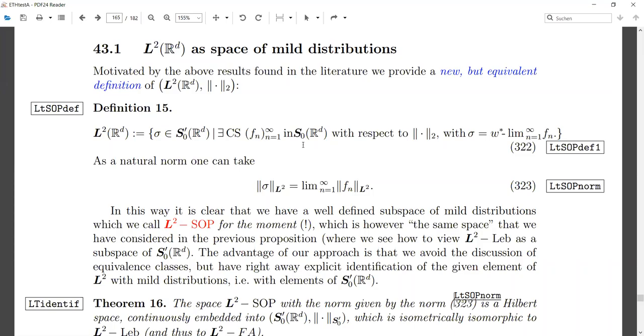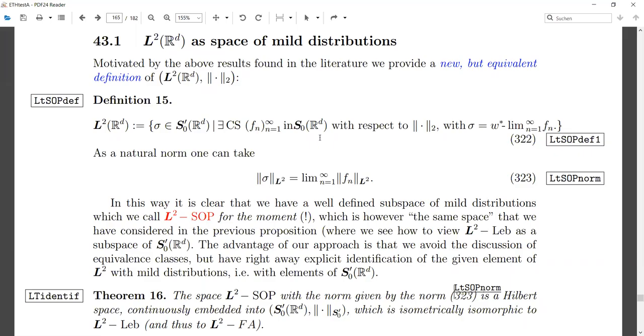If you would take Cauchy sequences in S0 only, you would get only S0 elements, because S0 is a Banach space. So now, first of all, we have to discuss this a little bit. And then we would like to say, well, how can you define the norm of such an element? This is our L2 space defined as a space of mild distributions. And I would say, well, take the limit of the norms of the approximating things. And again, you have the problem that somebody else may take another sequence, and that for any such sequence, you would get the same limit. I didn't do the details of this.